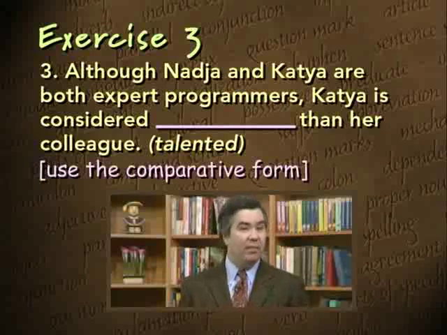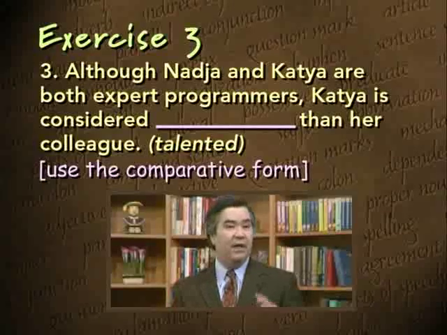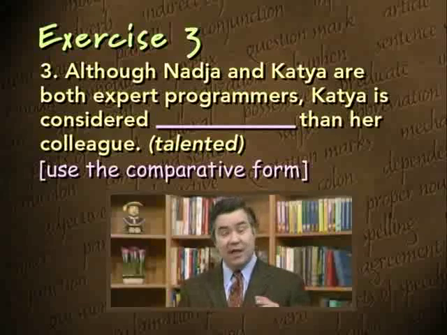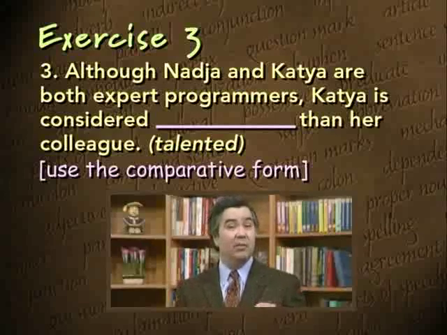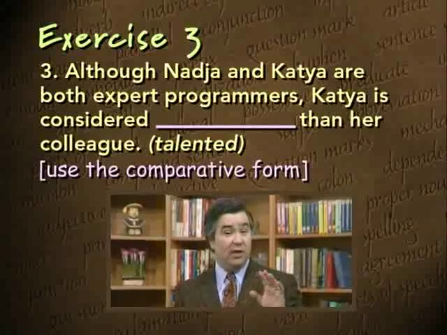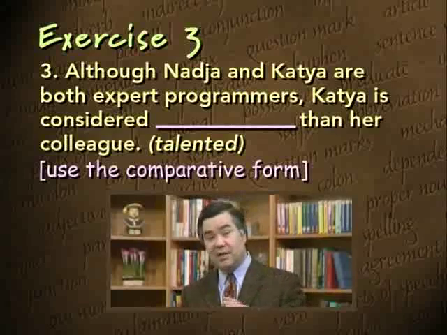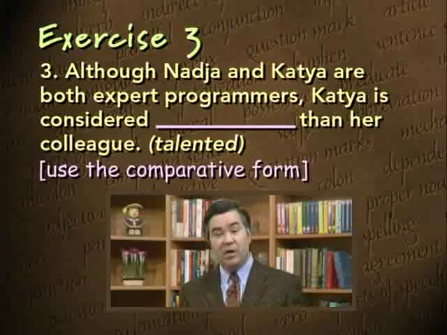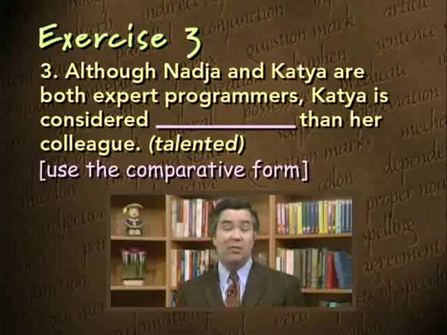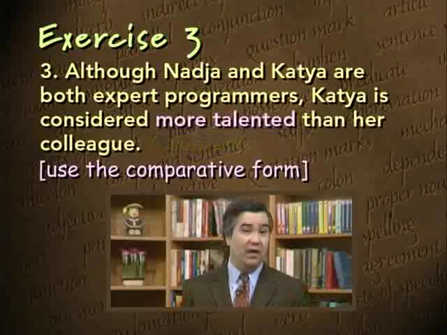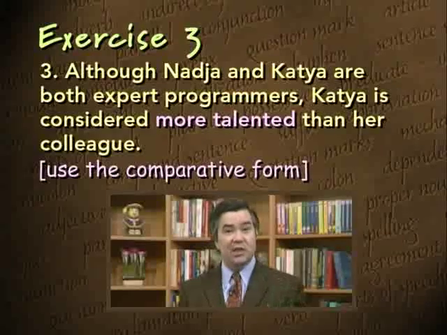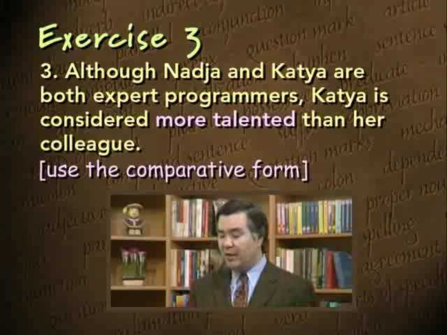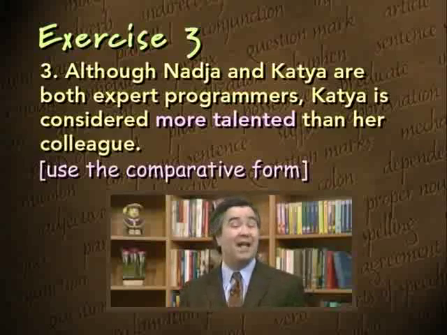Now, how do we form the comparative form of the adjective talented? Here we're dealing with a three-syllable word, talented. You can hear that there are three separate sounds in that adjective. So to form the comparative degree, rather than adding ER at the end, we'll add the word more in front of the adjective. So the sentence correctly should read, although Nadia and Katya are both expert programmers, Katya is considered more talented than her colleague.